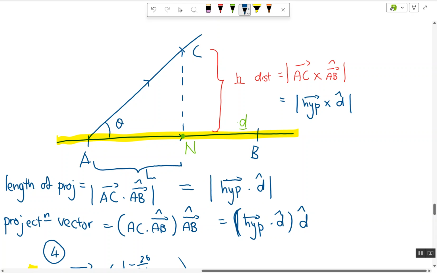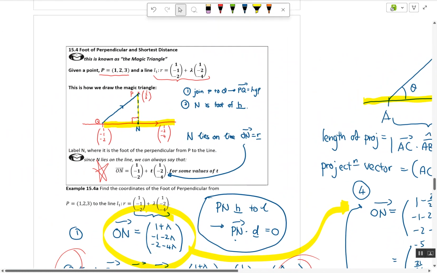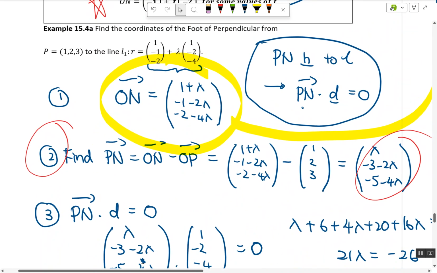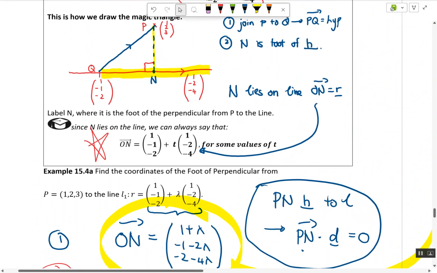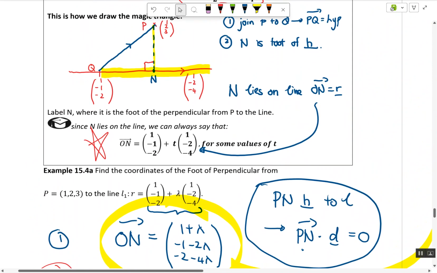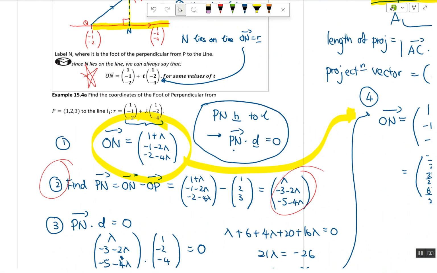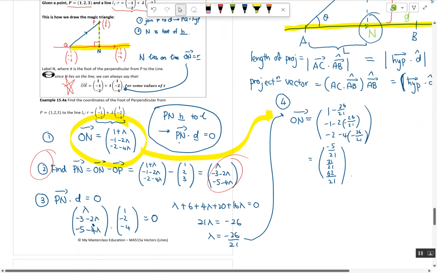But the question usually asks you to find the foot of the perpendicular, which is to look for N. The first important step is N lies on the line. So ON will be equal to the equation of the line. Then use the ON to find PN. Why? Because look at the diagram, PN is perpendicular to the line. You find PN in terms of lambda, you dot the direction equals to 0. No need to dot the hat, just dot the direction equals to 0 can already, because two vectors are perpendicular. Find the lambda, substitute back to ON, you can find ON.